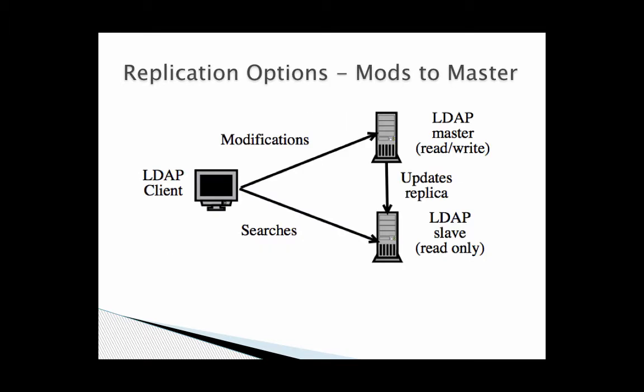We can set it up like this, which is modifications to master. And here we have our LDAP client, which can talk to two servers. It sends its searches to the LDAP slave, which is read-only, no changes can be made there. If we do an update, we send that directly to the master. The master then, at some point in the future, updates the slave. So you can see quite obviously that if we do a modification to the master and then somebody queries the slave, it may not be the updated information until some later point in time. But as I said, we can live with that in most cases.